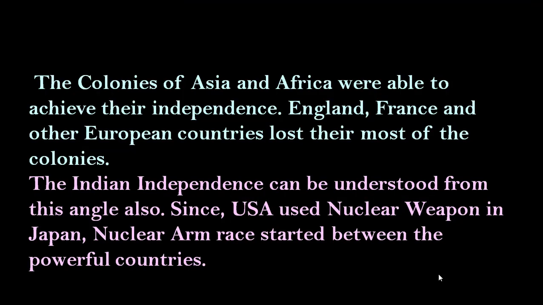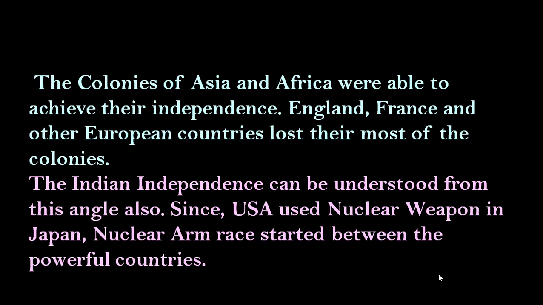The colonies of Asia and Africa were able to achieve their independence. England, France and other European countries lost most of their colonies. Indian independence can be understood from this angle also. Since the USA used a nuclear weapon in Japan, a nuclear arms race started between the powerful countries.